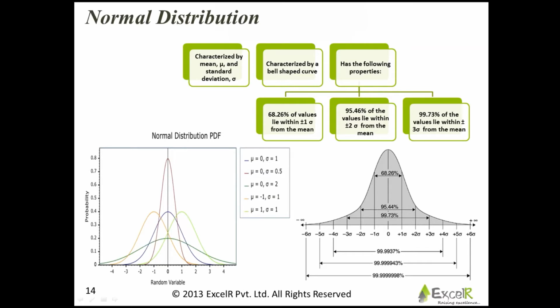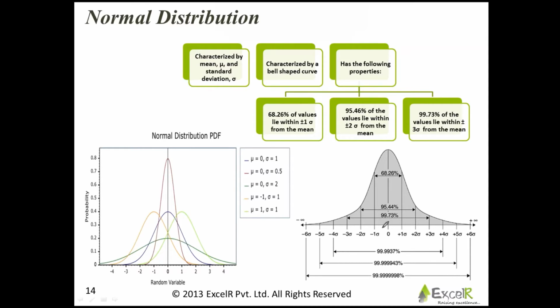So all these curves can be represented using two things, using my mean mu and standard deviation sigma. Using mean mu and standard deviation sigma, I can represent any normal curve, right? It takes the form of a bell-shaped curve. This is called a bell-shaped curve, right? And it has the following properties.